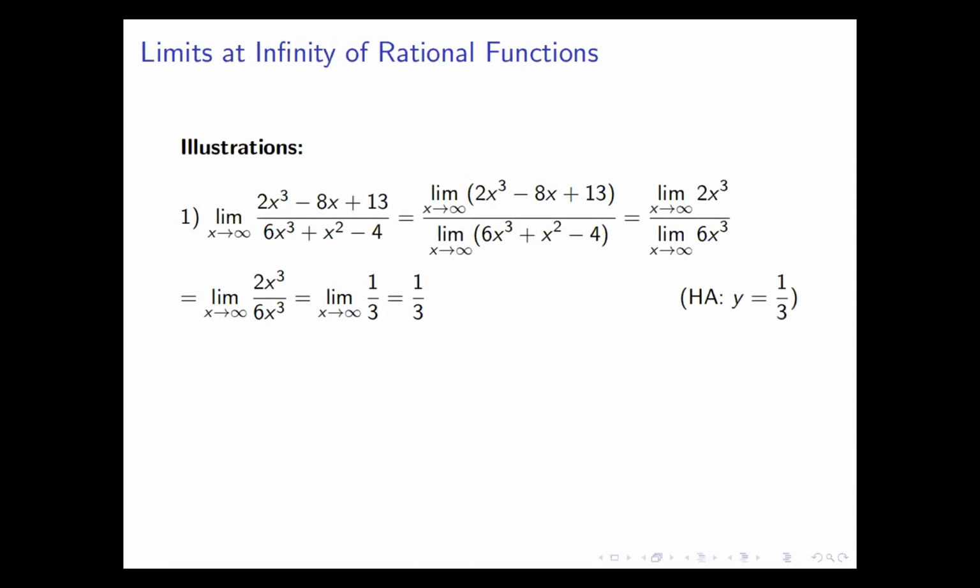Now, what does this mean? There is a horizontal asymptote. And since the limit value is 1/3, that horizontal asymptote is y equals 1/3. And we use y because it's horizontal. If it's vertical, you use x equals.